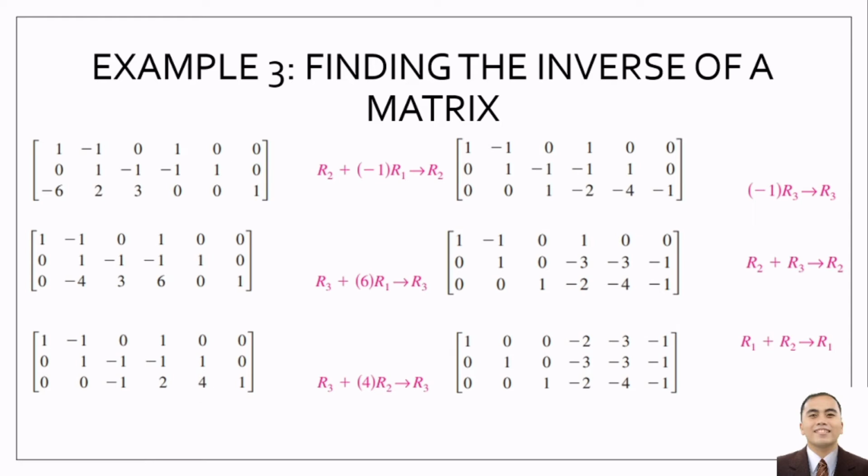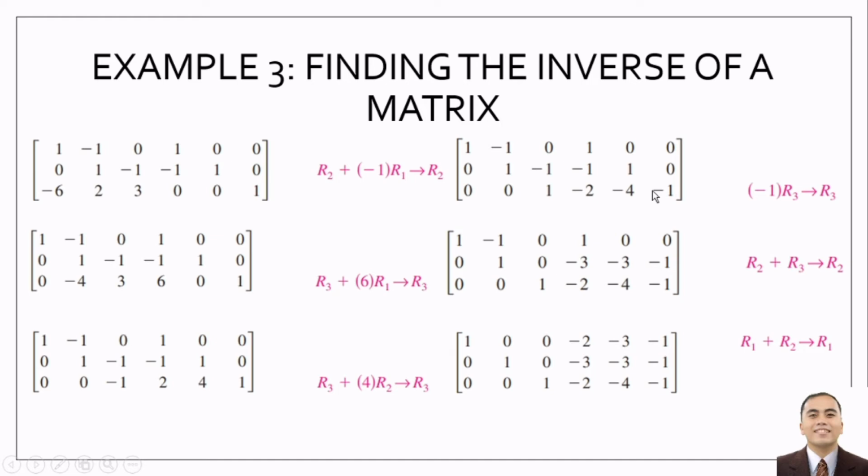Okay, so the next step will be we need to multiply negative 1 to row 3 to produce the new row 3 so that this negative 1 will become positive. So the new row 3 will be 0, 0, 1, negative 2, negative 4, and negative 1.